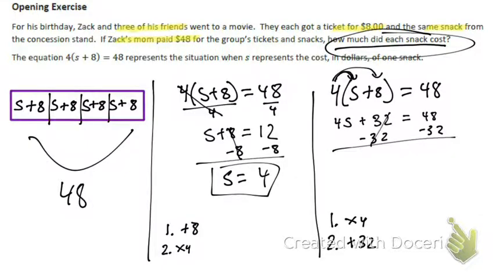They cancel out. On the left side, I got 4s. On the right side, we got 16. What does this tell us? Or what is it saying? This is saying that 4 snacks cost $16, right?